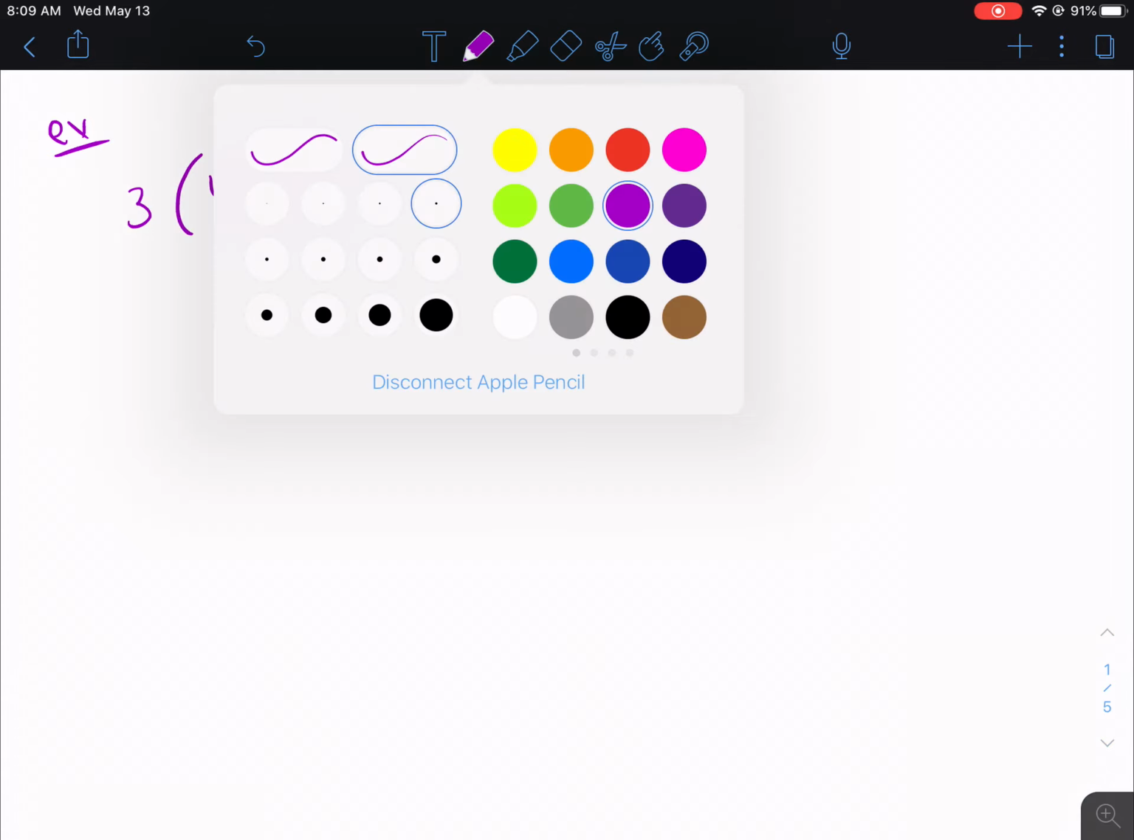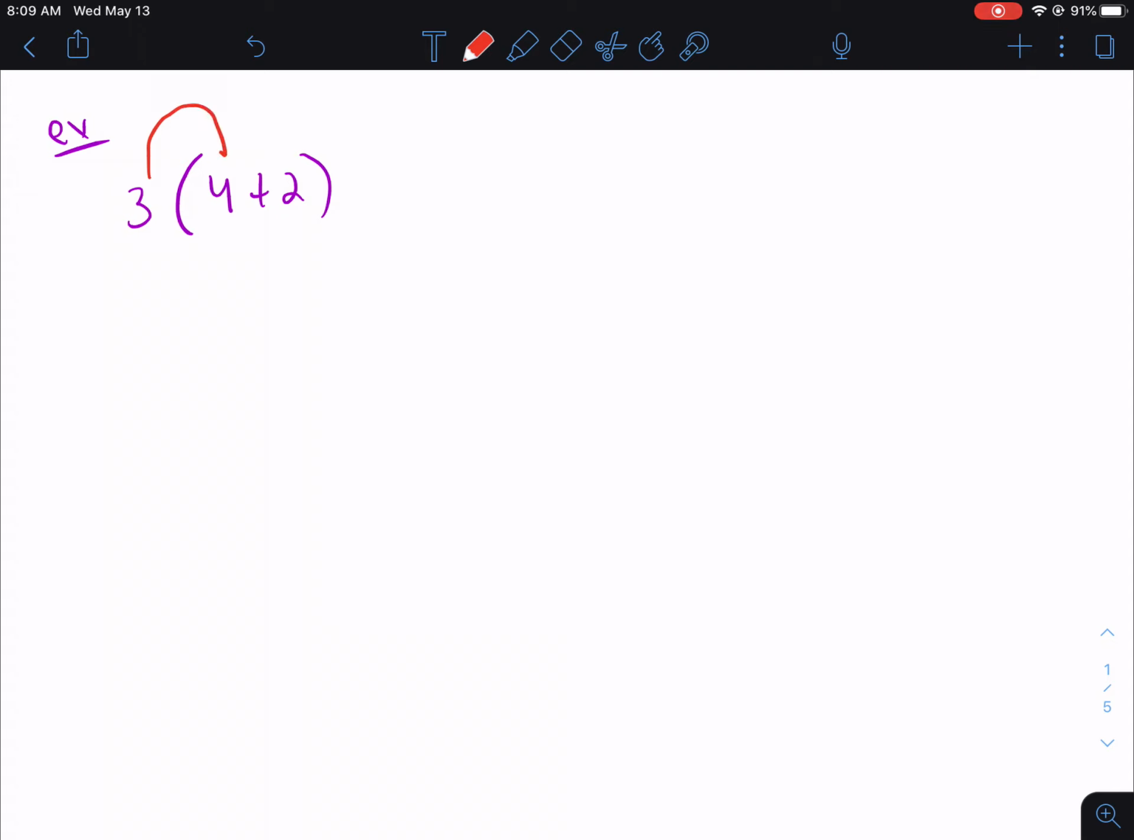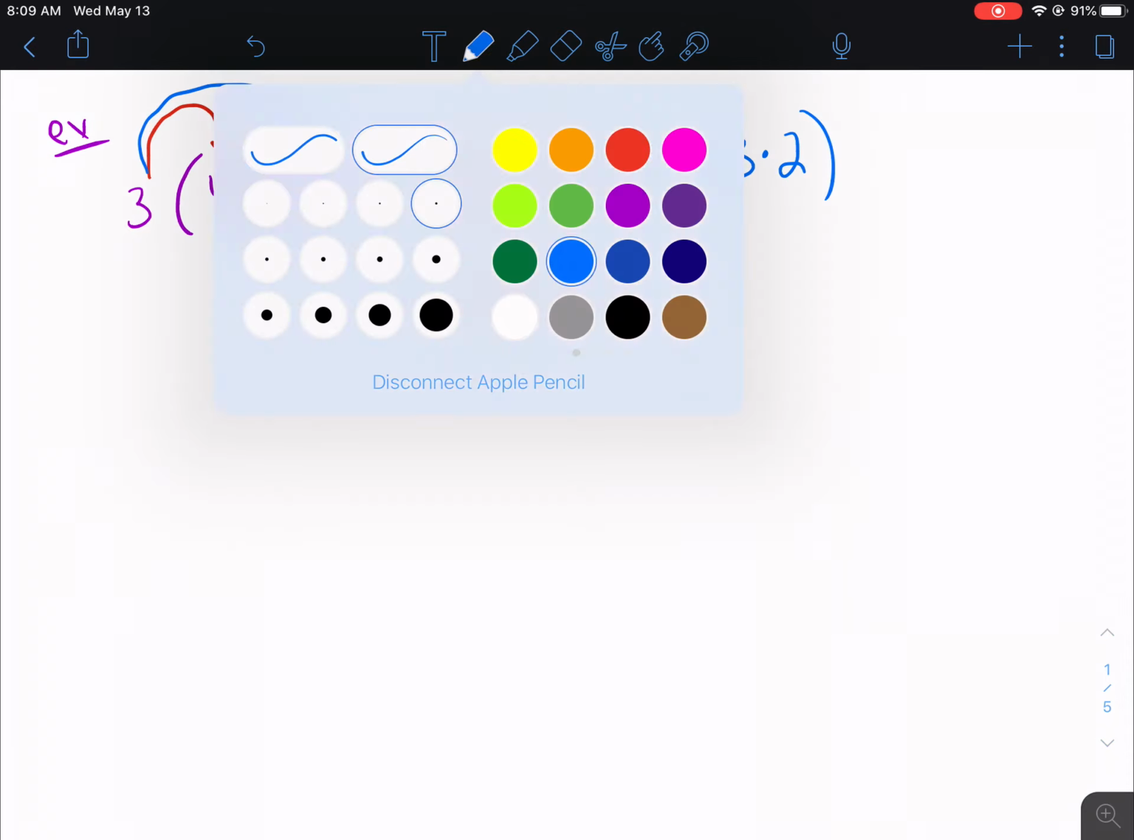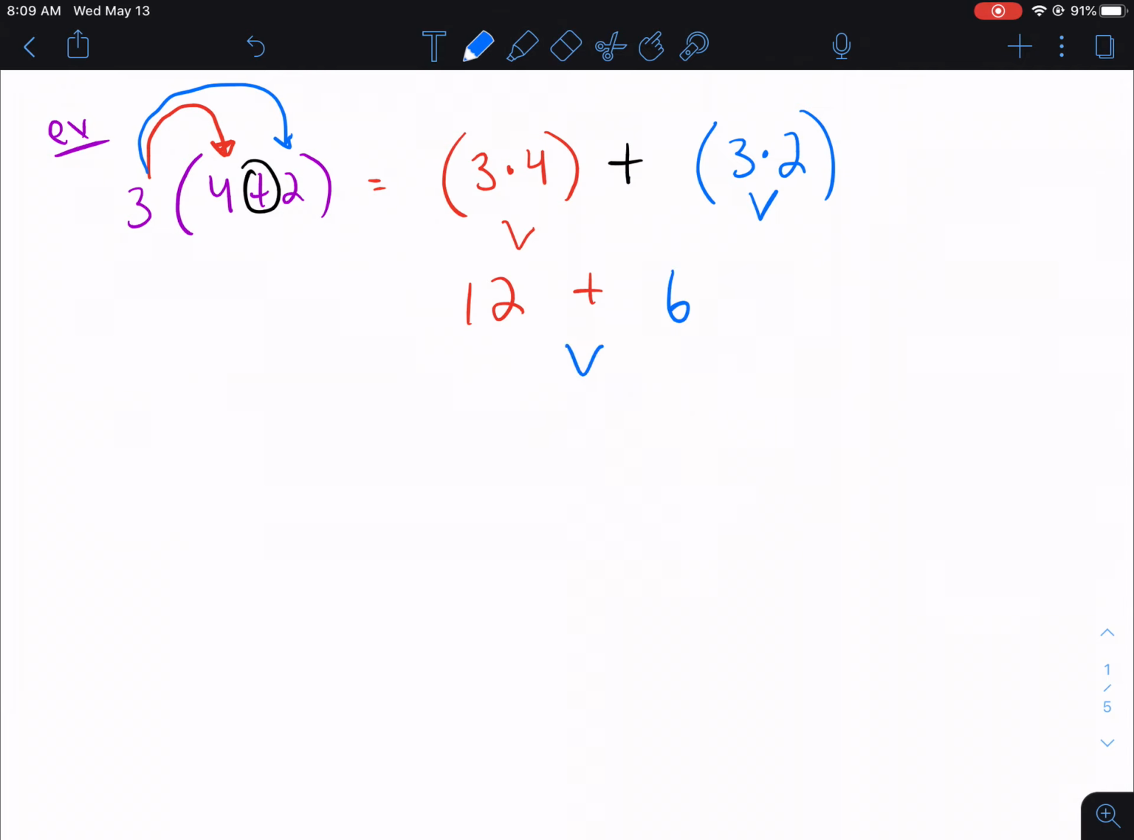An example, I have 3 times parentheses 4 plus 2. Distribute. Voy a distribuir 3 times 4, 3 por 4. Then 3 times 2, 3 por 2. I'm adding, so I'm going to add, estoy sumando. 3 times 4 is 12, plus 3 times 2 is 6. 12 plus 6 is 18.